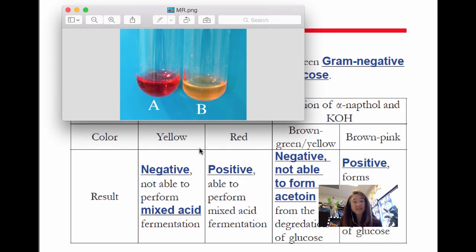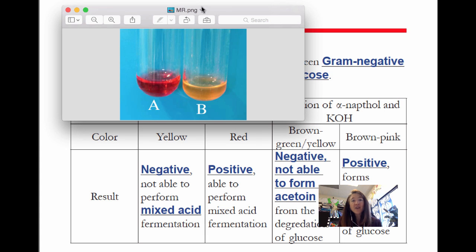So this table is simply reviewing that. Yellow means that it is negative for the mixed acid fermentation pathway. Enough acids were not produced to overcome the buffer that's present in that tube, and therefore it stayed a more neutral to alkaline pH, whereas this one is more acidic. It overcame the buffer, and we can see that turning red based upon the addition of that methyl red pH indicator.